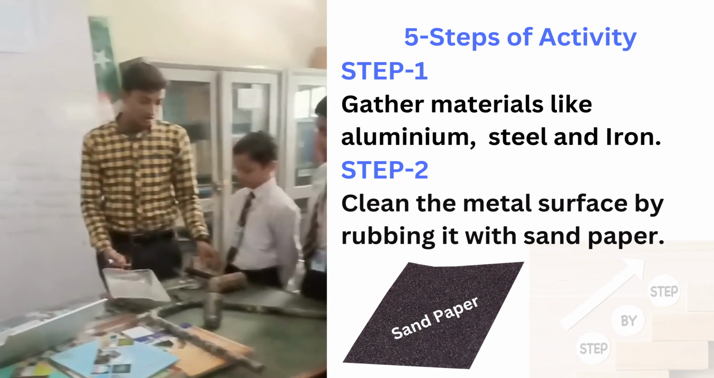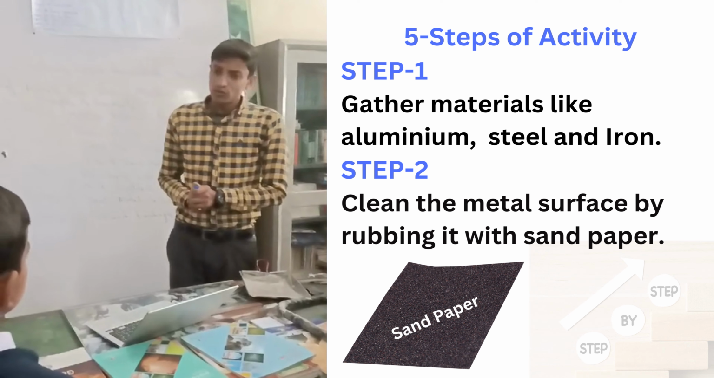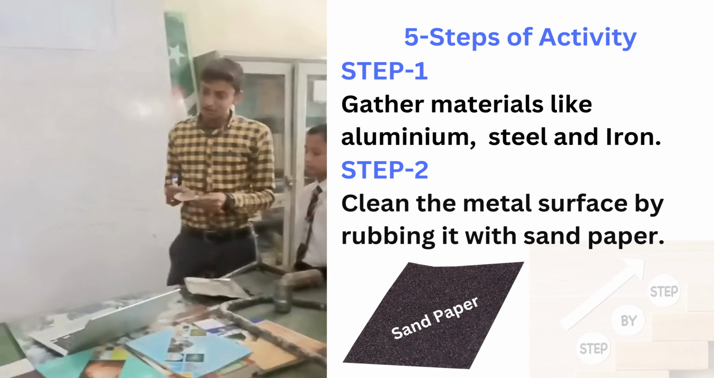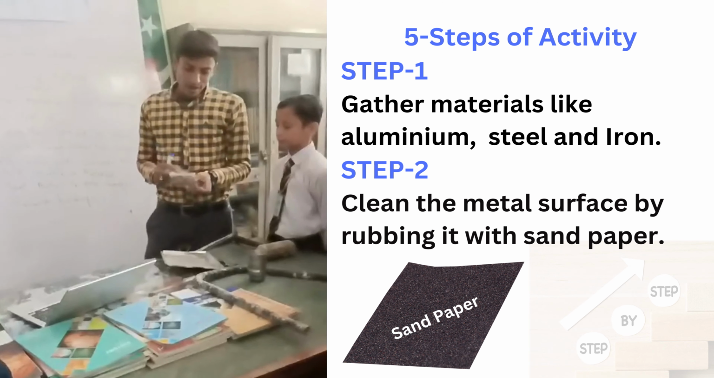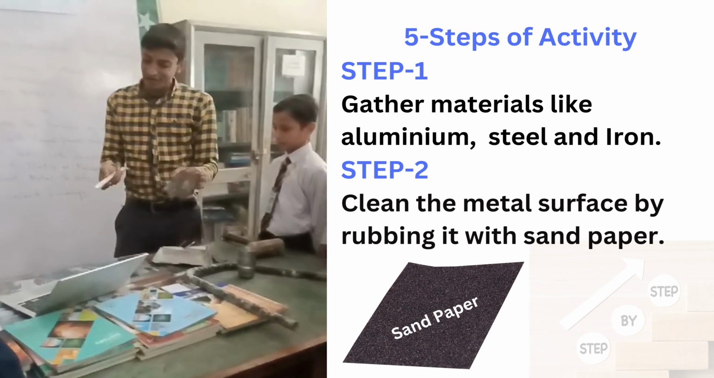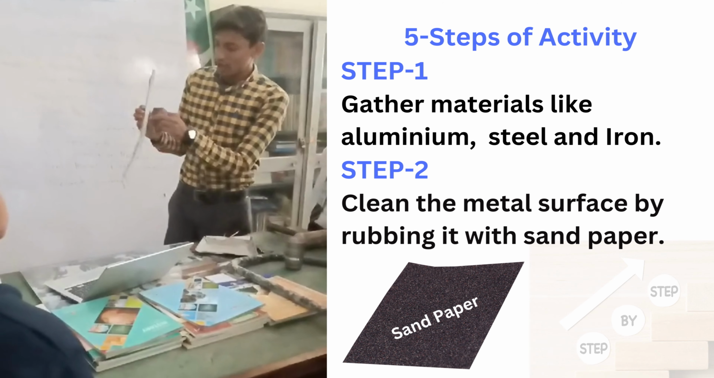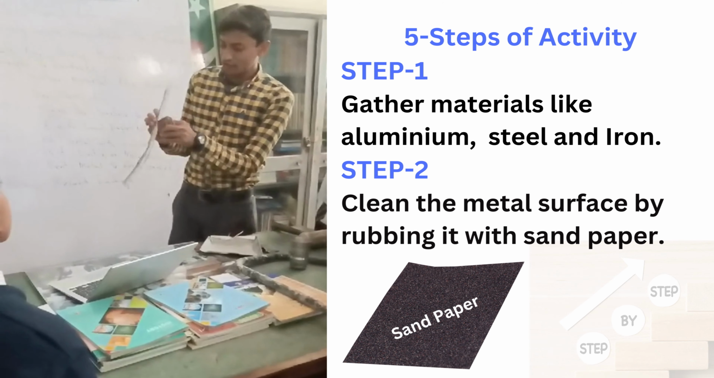Now in step 2, we will rub the surface of metals with this sandpaper and observe the changes. Look at this surface, and we are going to rub this surface. Come close to it, Ahmad.